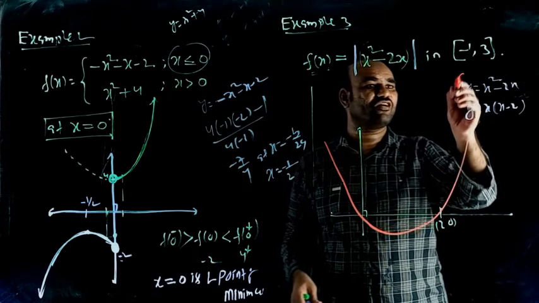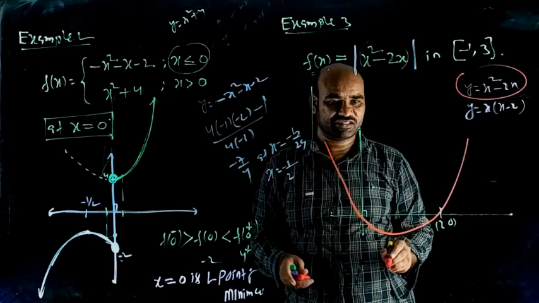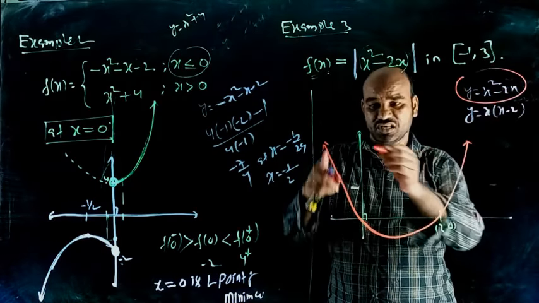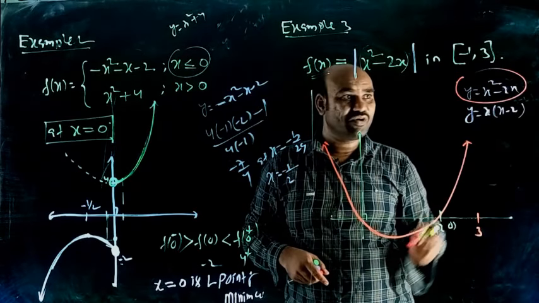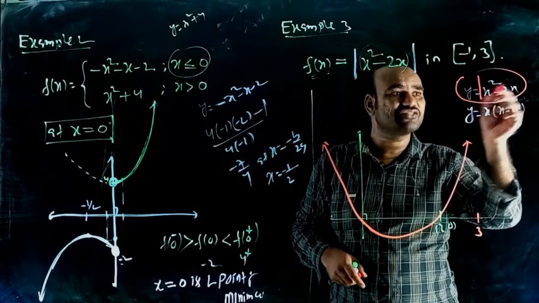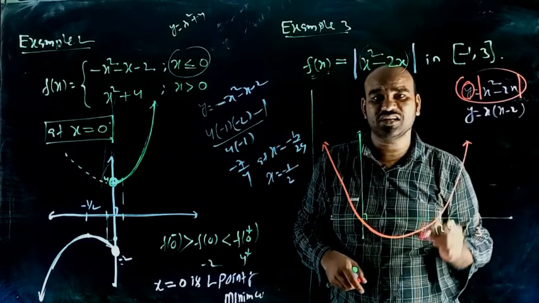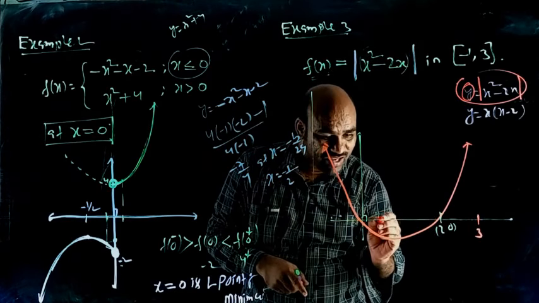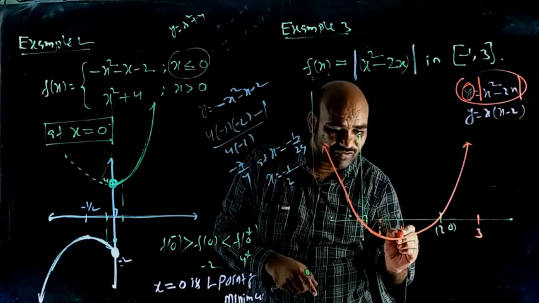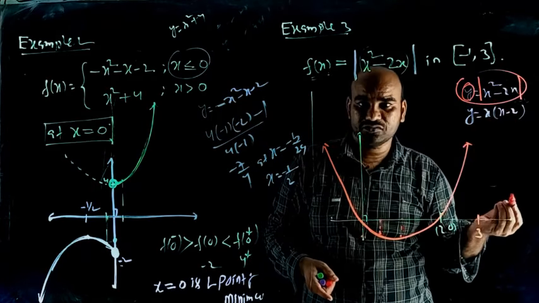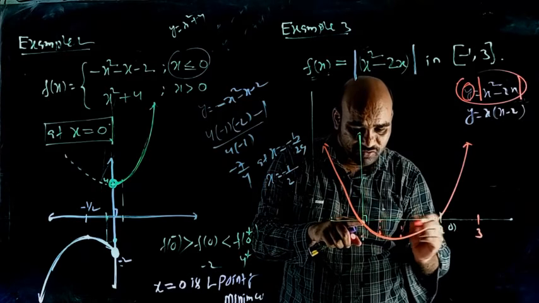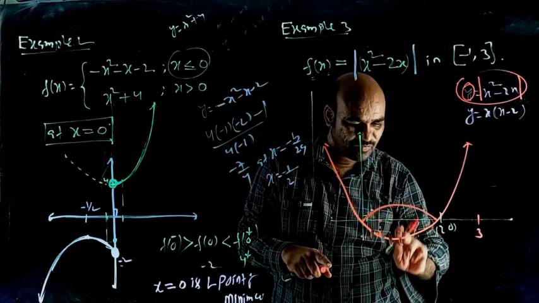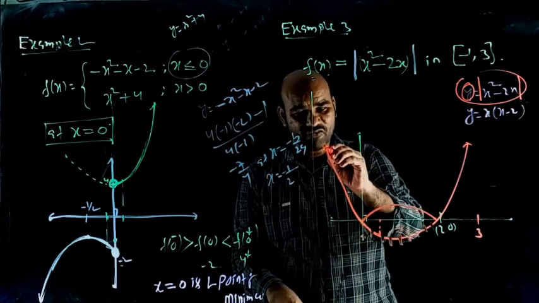So this is the graph of y is equal to x square minus 2x. But we want the graph of y equal to mod of x square minus 2x, which means y is always non-negative. In this graph, for these x values, y's are negative, but here y should not be negative. So the graph of this portion will be reflected with respect to the x-axis. Understood? So the actual graph of the function is this.